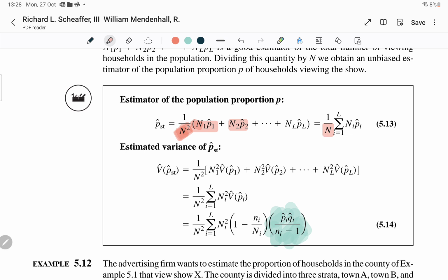The rest is okay: 1 over N, N1 P1, N2 P2 and so on until P4. You will expand this formula, put in all the values, and come up with the proportion. Is this proportion related to the average? Yes, this is the average proportion. This is the estimate of the proportion, the average proportion from all the strata.